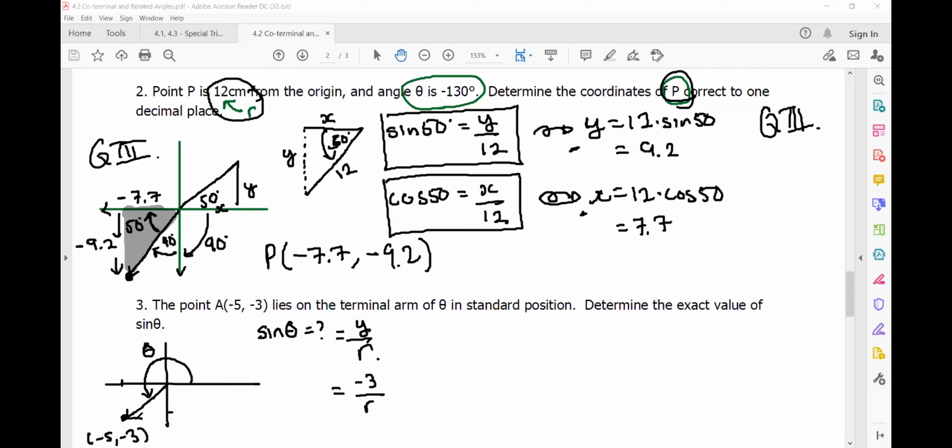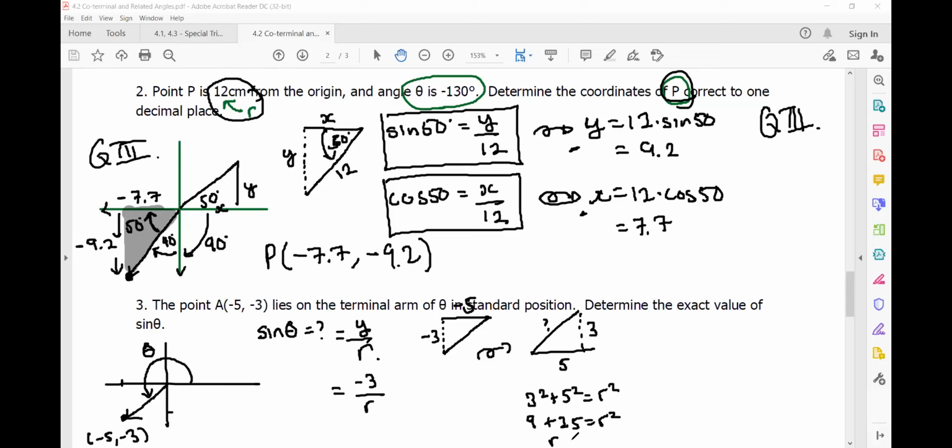How do you find r? Well, it's the same idea. This triangle, with an x value of -5 and a y value of -3, I can simply pretend that this is a triangle in the first quadrant with a y value of 3 and an x value of 5. So what would the radius be? 3 squared plus 5 squared is the radius squared. That's 9 plus 25 equals radius squared. This equals 34, which means the radius is square root of 34.